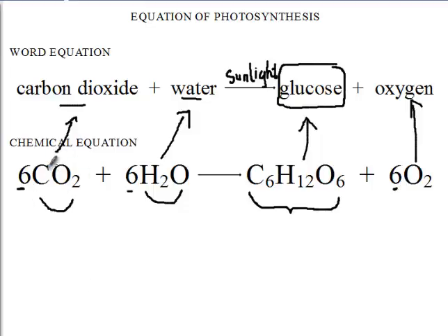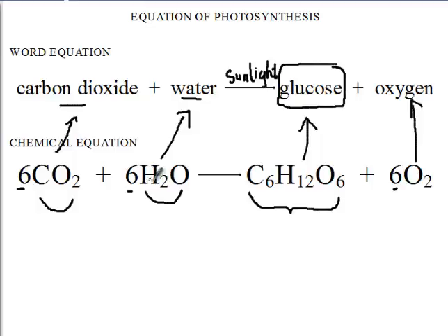Now initially we had carbon dioxide, CO2, but on the other side we have 6 carbons, so clearly we need to put 6 in front of this carbon here to give us 6 CO2s, 6 molecules of carbon dioxide. Now we had water, H2O, but in glucose there are 12 hydrogen atoms, so we need to put 6 in front of the H2 to give us 6 times 2, which will give us 12 hydrogens.